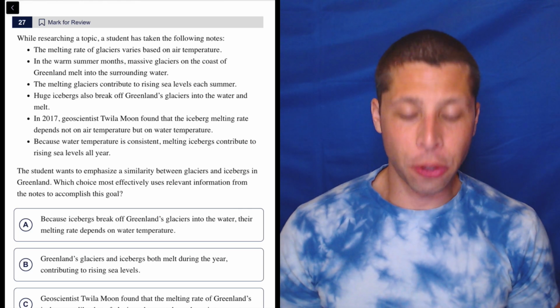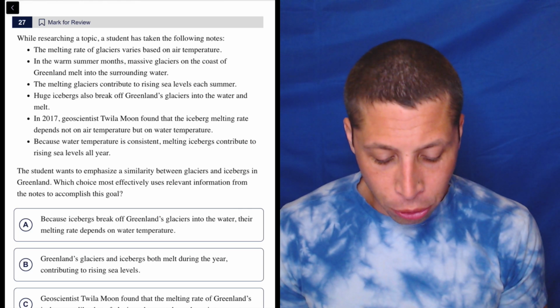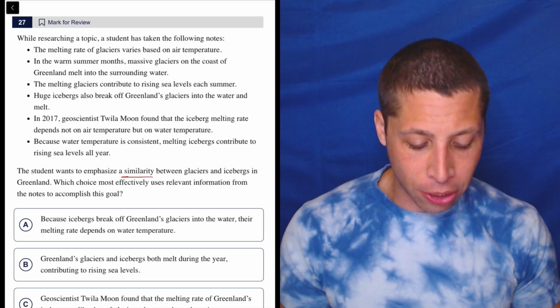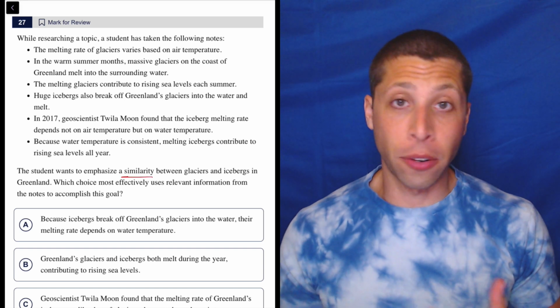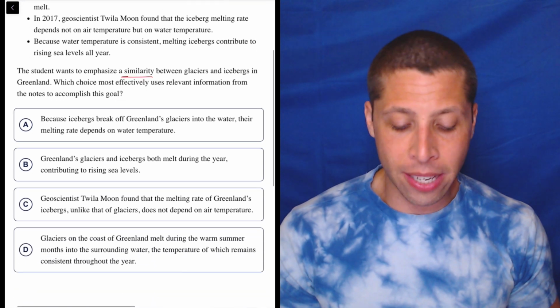Last question, let's remember to focus on the question of the outline, not the bullet points. So what do they want? The student wants to emphasize a similarity between glaciers and icebergs in Greenland. Well, this is another very common type. Similarities and differences come up a lot on these outlines. So we're looking for words that indicate a similarity.